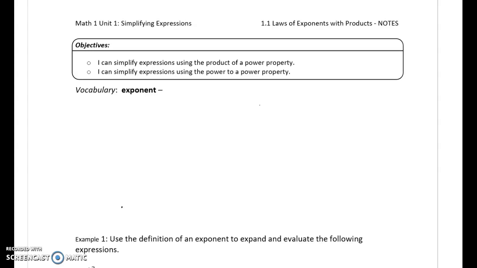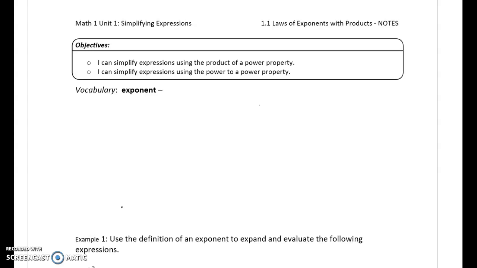Okay, so let's go ahead and get started with section 1.1 of Unit 1, Simplifying Expressions. 1.1 is going to cover the law of exponents with products. Make sure you have your note sheet as we go through this lesson. The objective here is that you should be able to simplify expressions using the product of a power property, and also simplify expressions using the power to a power property.